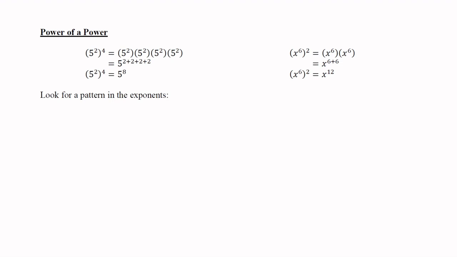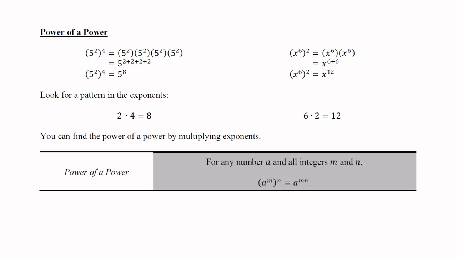Let's see if we can find a pattern in the exponents. Well, we know that 2 plus 4 is not 8, 2 minus 4 is not 8, but 2 times 4 is, so 2 times 4 equals 8. On the other one, 6 times 2 is 12. So we can find a power of a power by multiplying the exponents, and that is our power of a power rule. For any number a and all integers m and n, a to the m to the n is equal to a to the mn. We multiply our exponents.